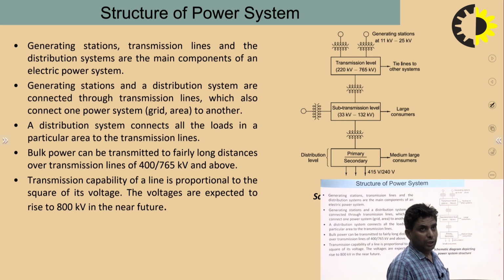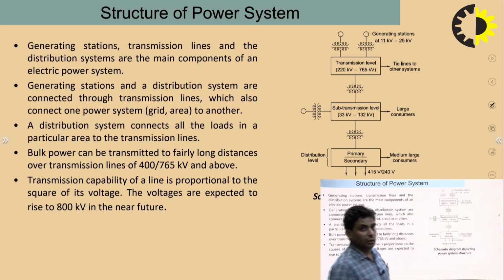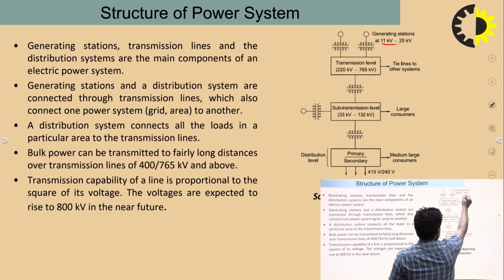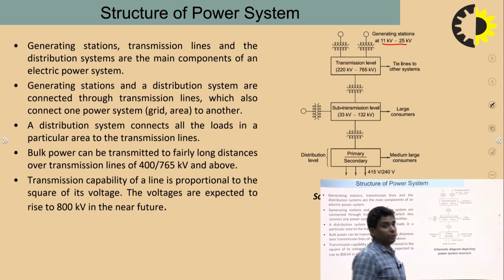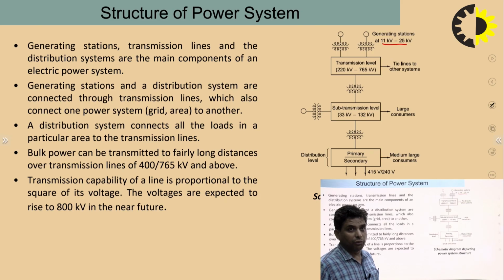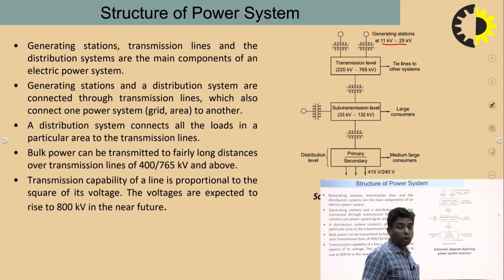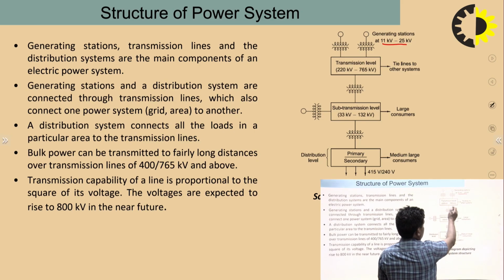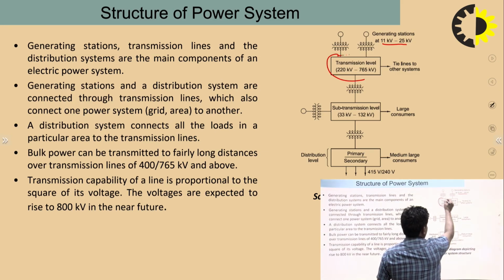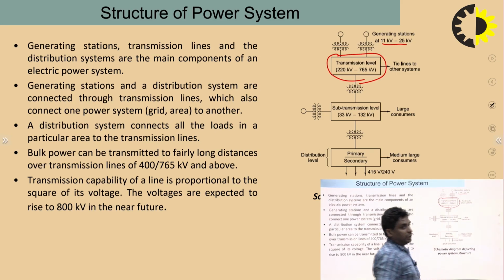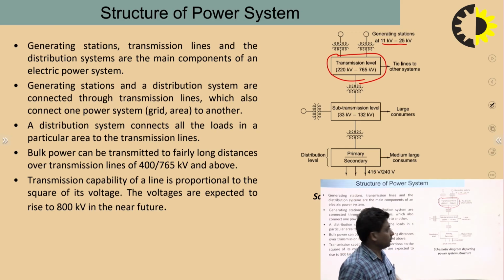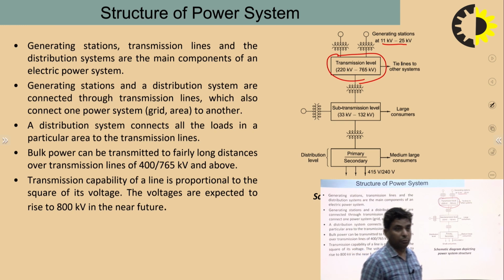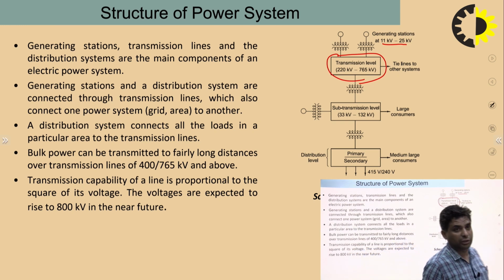Initially in this diagram you can see that we have generating stations at which the power is generated at 11 kV or 25 kV. This electricity is produced and transmitted to another level, and the voltage level is increased by the transformer to 220 kV up to 765 kV, depending on the HV or HVAC transmission.